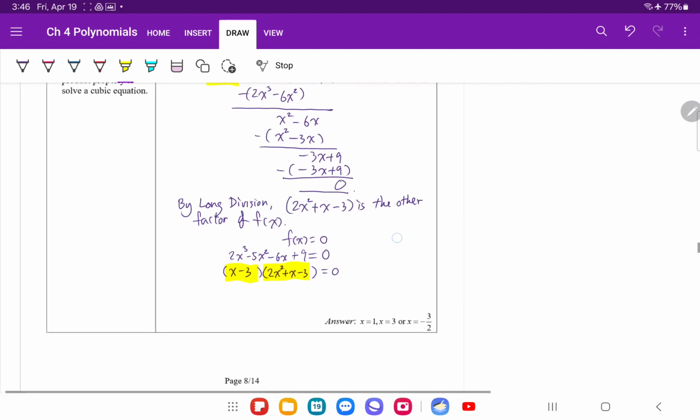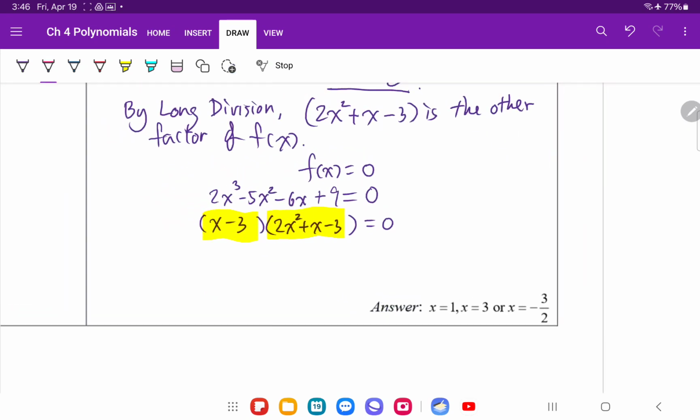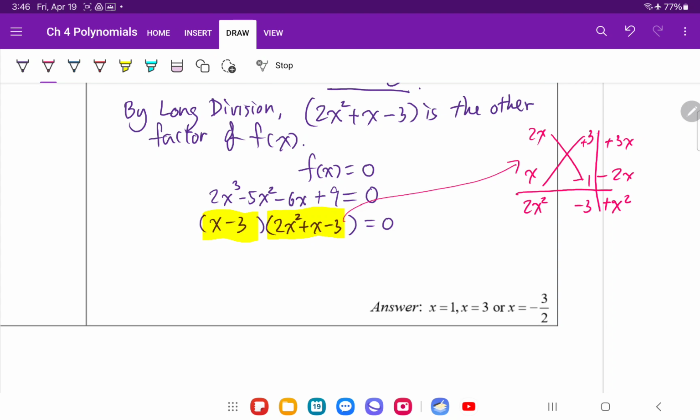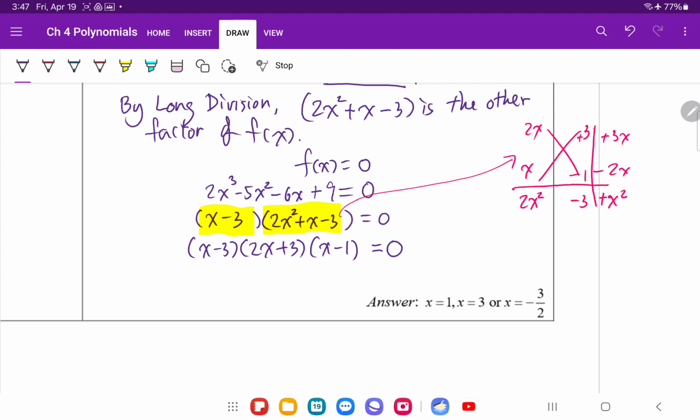Now from here, do not just stop here. We will have to go and do the cross method for this part. Let's do a cross method, fully factorize it. Okay, and I end up with x minus 3 times 2x plus 3 times x minus 1. But don't forget, this is a solving question. So there must be equal 0.